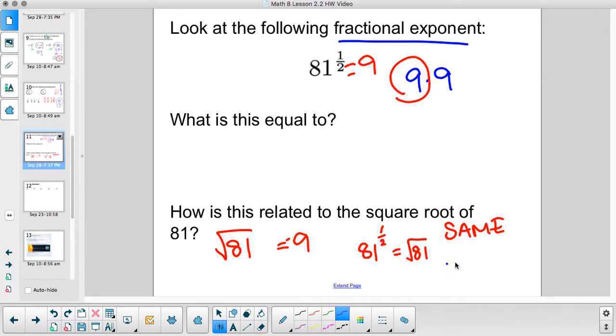So think about what 36 to the power of 1/2 would be. Remember, it's just the same as the square root of 36.